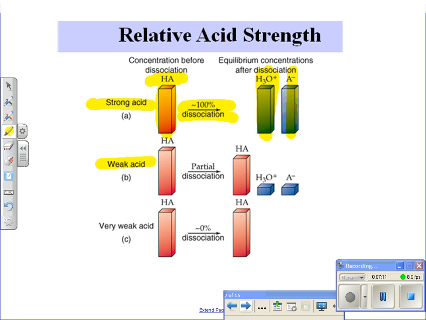A weak acid, on the other hand, only partially dissociates. So only a little piece of it is going to break up. So when a weak acid breaks up, it's only a little piece. So if you notice, you get a little bit of H plus and a little bit of the other ion. A very weak acid has almost 0% dissociation. It barely breaks up at all.